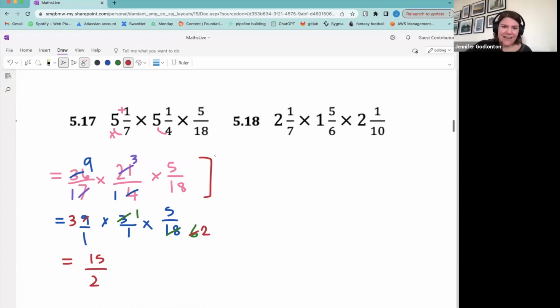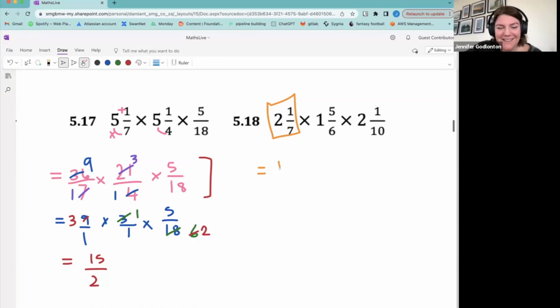Okay, and when you are feeling a little bit braver, let's go through 5.18. I think for 5.18, let's work through it together, but in the chat. So I want you to give me answers as we move along in the chat. Okay. The first answer I would like is, what is the improper fraction of 2 and 1/7? What is that going to become?